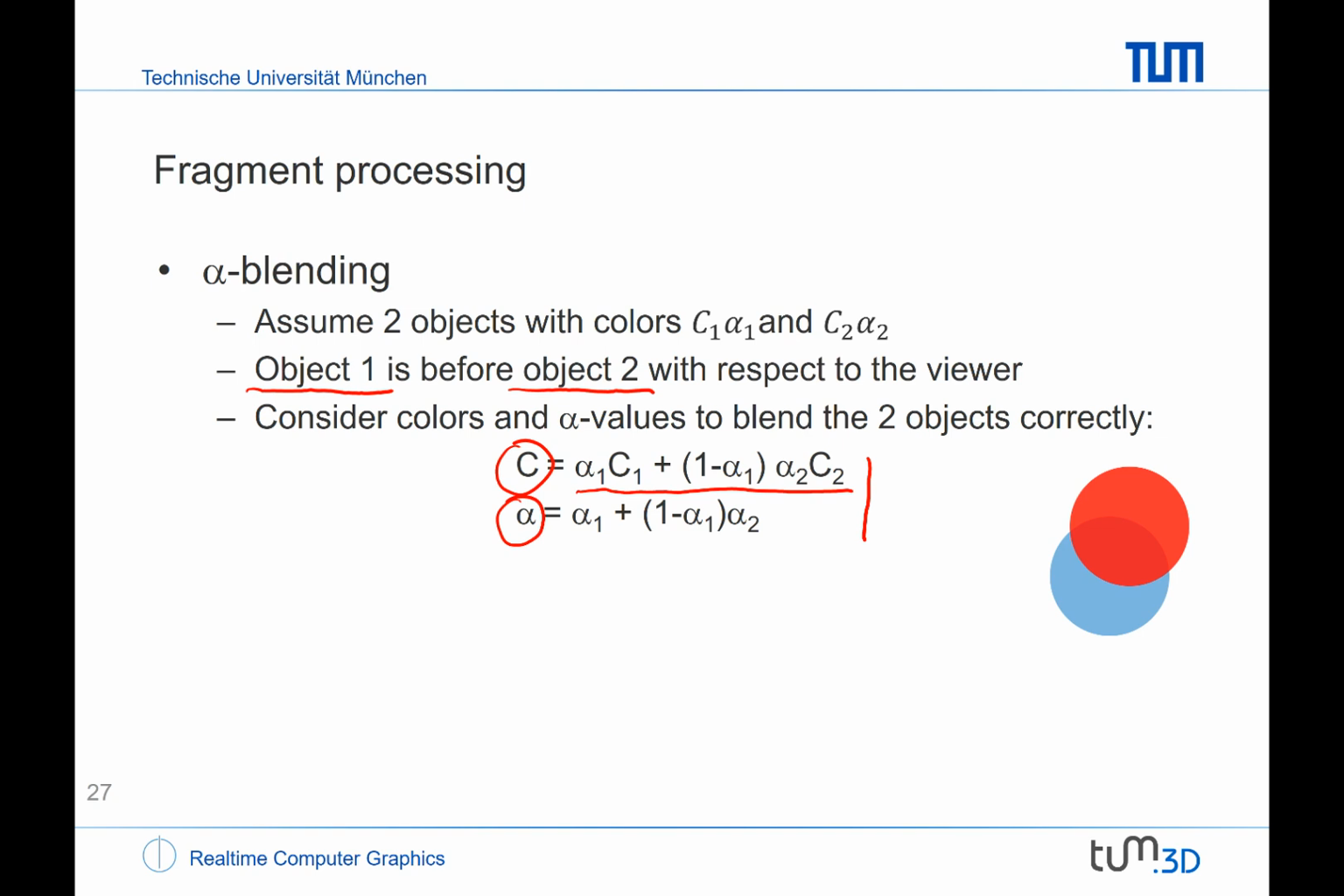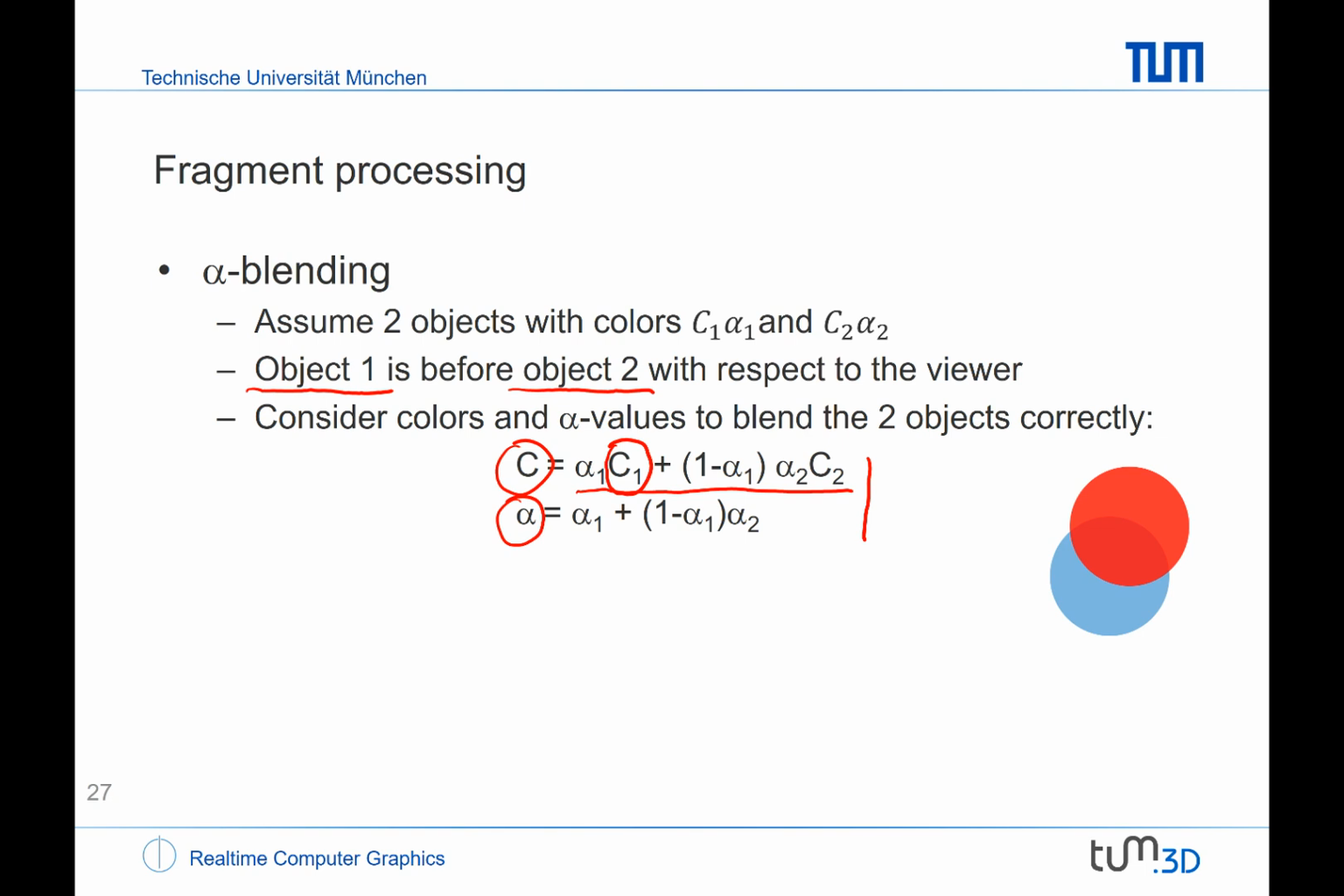What is the effectively perceived color of object 1? Well, we have said object 1 has color C1. This is just an RGB color. But now object 1 also has an alpha value. Now you can imagine what you would see if that alpha value is 1. It's clear, then we see, so to say, the pure color C1.